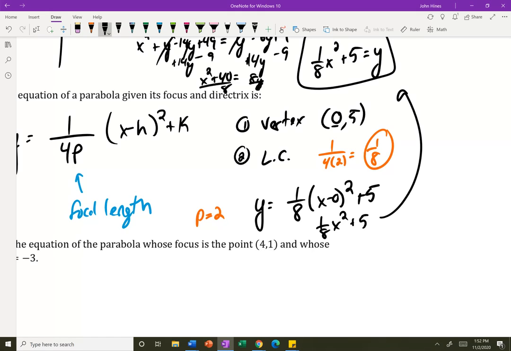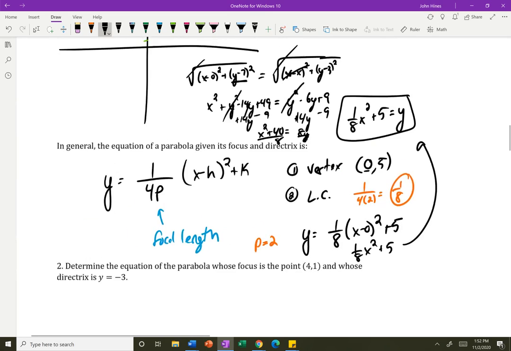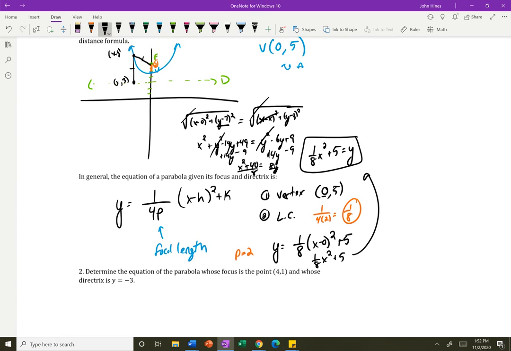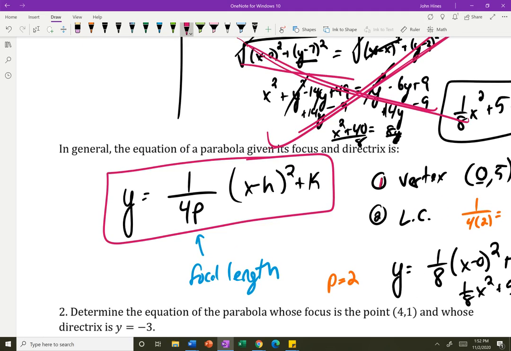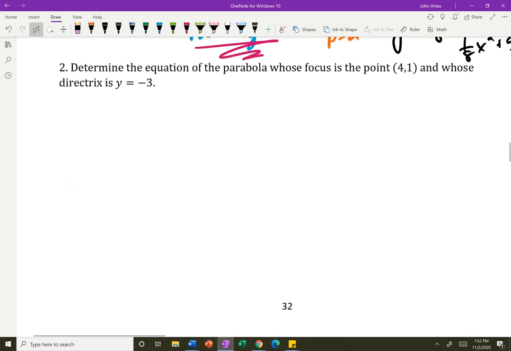We're going to spend the rest of today practicing this, but here's the process. We draw a picture. We do not do the distance formula because that takes way too long. We skip that step and go right to plugging into this little formula here. You've got to find two things: the vertex and the focal length. So let's do one and see how it goes.